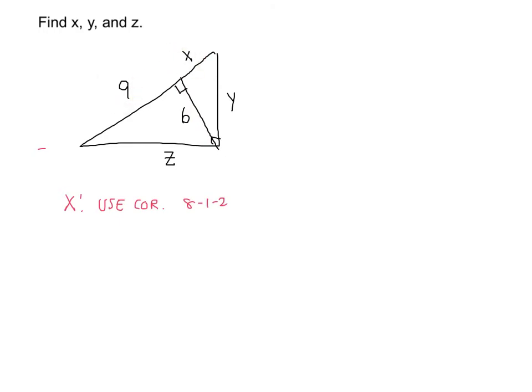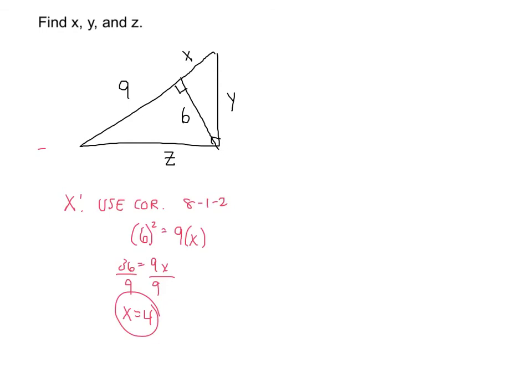So meaning that 6 squared is equal to 9 times x. Well, now we just simplify. 6 squared is 36. 9 times x is 9x. Solve for x. We divide by 9, and we see that x is equal to 4. Nothing too crazy, just corollary 8-1-2.